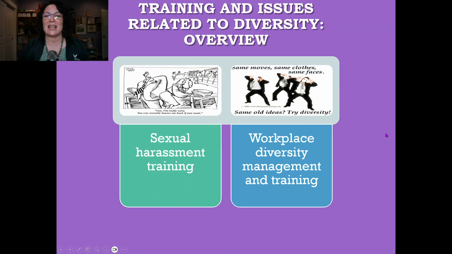And then this one just says, same moves, same clothes, same faces, same old ideas, try diversity. It's an advertisement for diversity that seems a little odd to me, but okay.